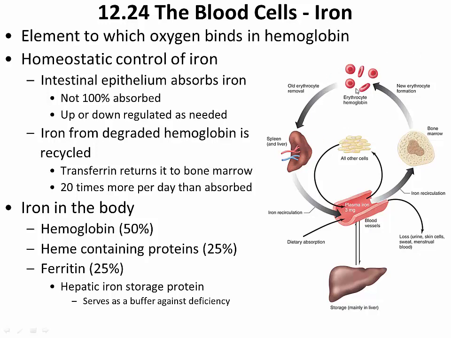We see that old erythrocytes are broken down by the spleen and liver. That iron is then returned to the bone marrow. Iron circulates from the plasma to all of the cells in the form of these heme-containing proteins, and then, of course, back to the plasma. And then ferritin allows the storage of iron in the liver and serves as a buffer against iron deficiencies.